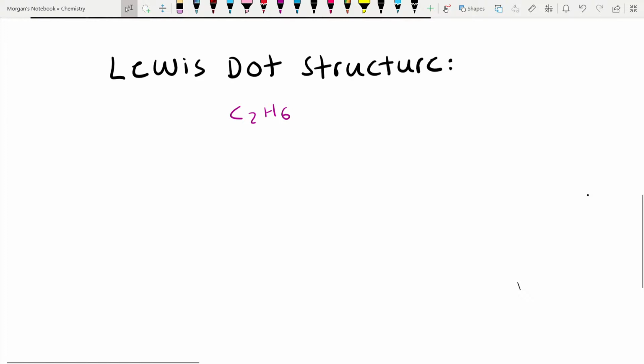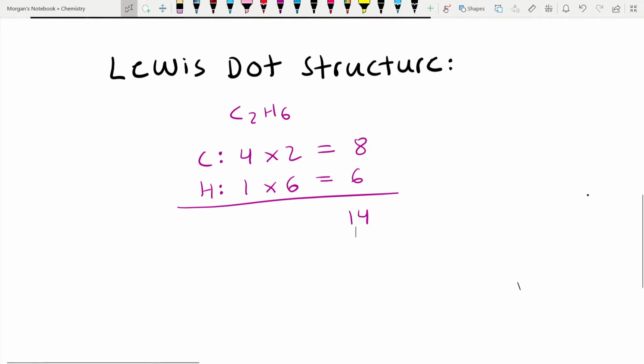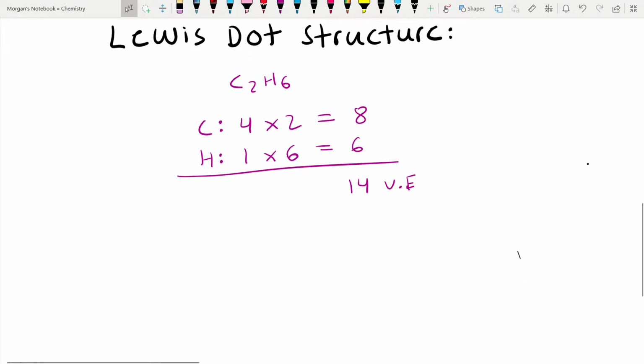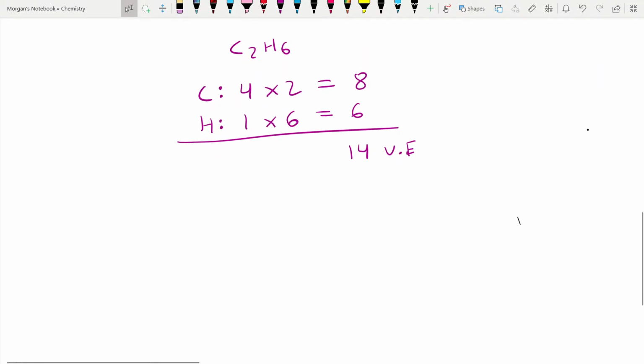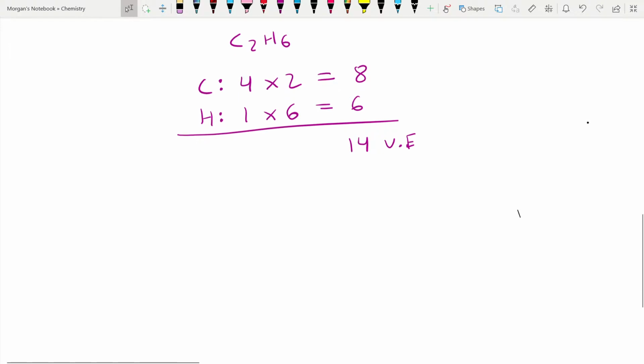Now carbon has a total of 4 valence electrons, but we have 2 carbons, so we're going to multiply that by 2, which gives us 8. We have hydrogen. Hydrogen has 1 valence electron, and we have 6 of them. So that's going to be 6. We're going to add those 2 together. That gives us a total of 14 valence electrons. That's going to be quite helpful when we're making our Lewis dot structure. It helps us double check and gives us the basic idea of where we should be placing extra lone pairs and stuff like that, if there are any.